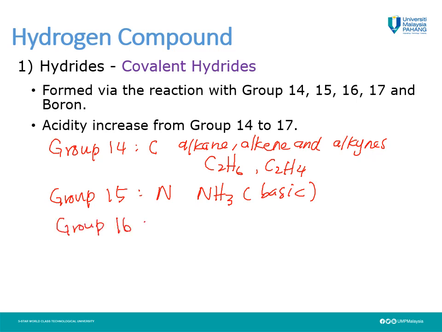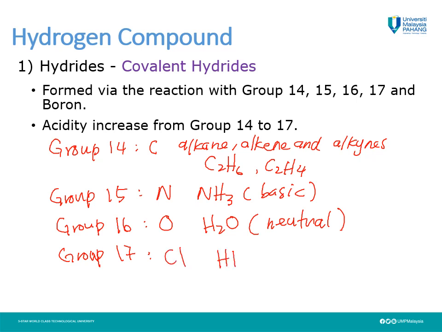Example for group 16, oxygen. So reaction with hydrogen, it can form water, for example. So water is neutral. And reaction with group 17, for example, reaction with chlorine gas, it can form hydrochloric acid, HCl. So this one is acidic.